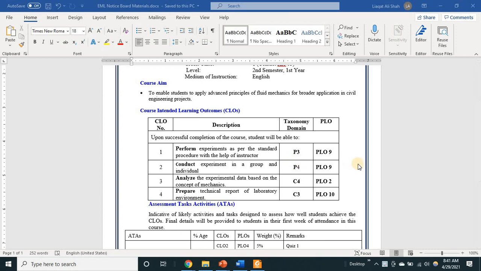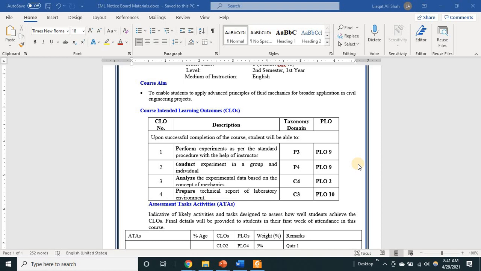The first 2 are linked with the psychomotor domain and the last 2 are linked with the cognitive domain. I hope you know about the CLOs, class learning outcomes, and the taxonomy domain. What is psychomotor? The psychomotor domain is related to skills or doings and the practical work which you perform in the lab with the help of your hands.